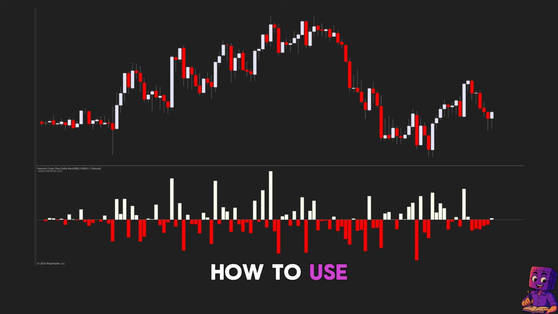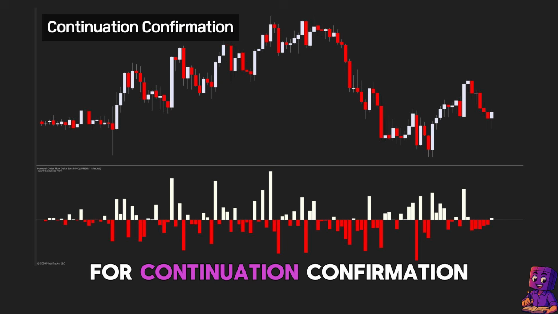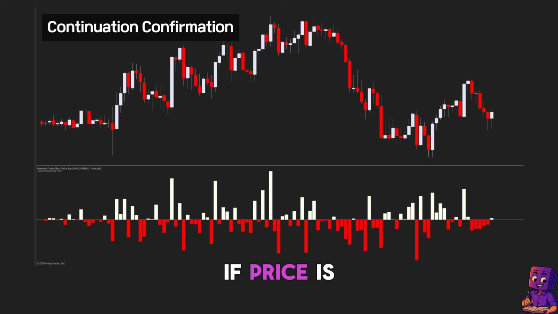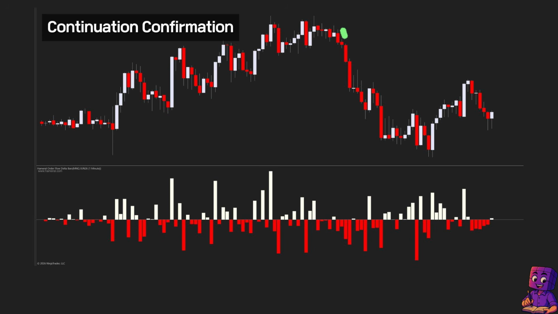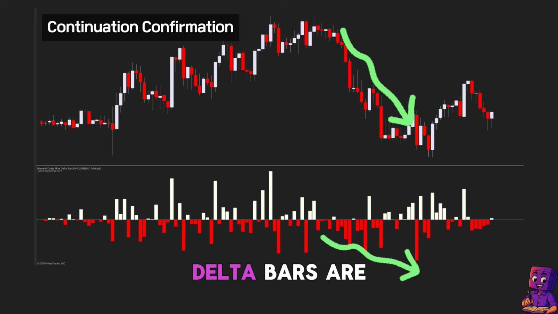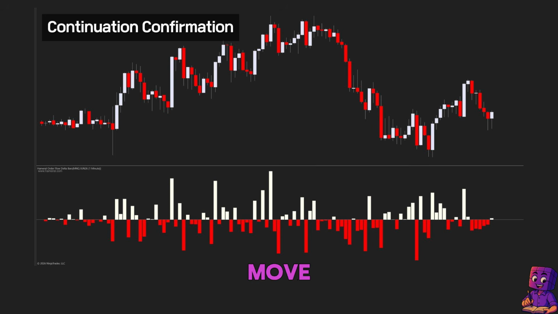They help you read the push and pull inside the move, candle by candle. How to use delta bars. How do most strategies use them? For continuation confirmation. If price is pushing higher and delta bars are also positive and growing, that confirms buyers are pushing the move. If price is pushing lower and delta bars are also negative and growing, that confirms sellers are pushing the move. This is one of the most common uses.